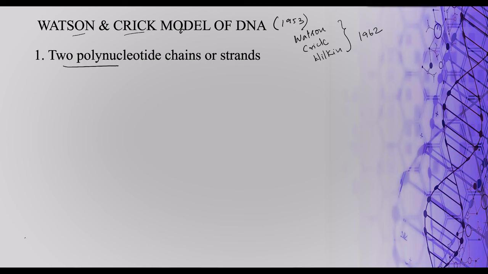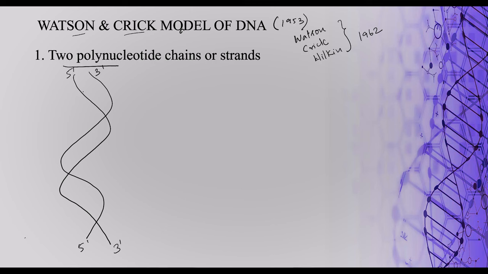Let's draw the two strands of DNA. So these are the two strands of DNA. One end has 5', and the other has 3', and here 3' to 5'. So these are the two long polynucleotide chains, and the two strands are joined by the nitrogen bases.